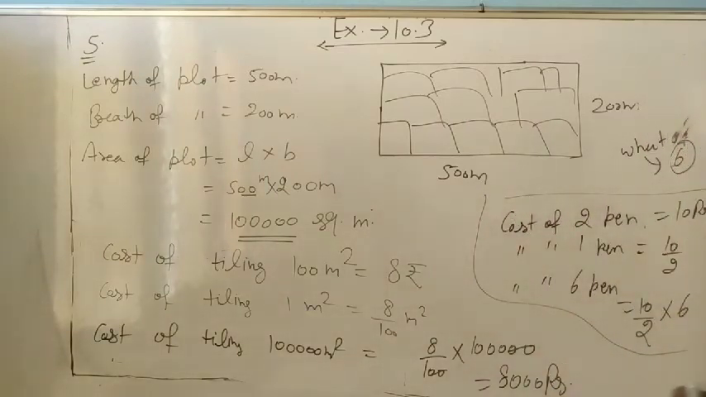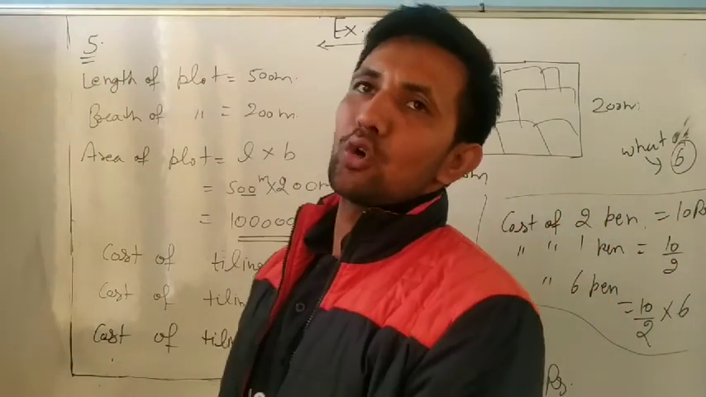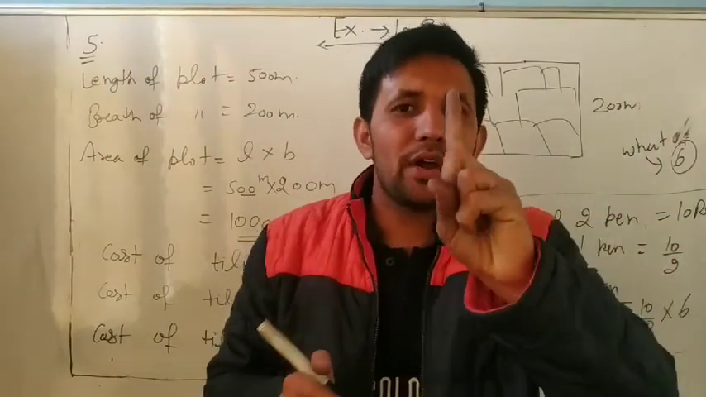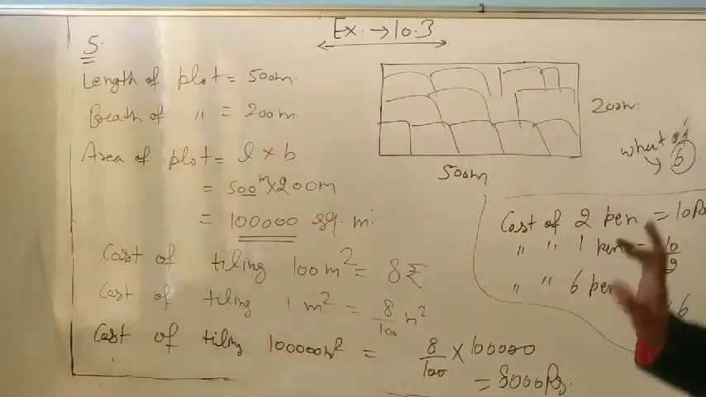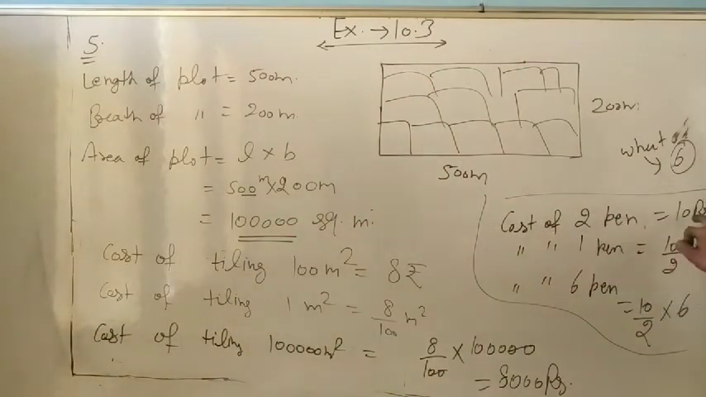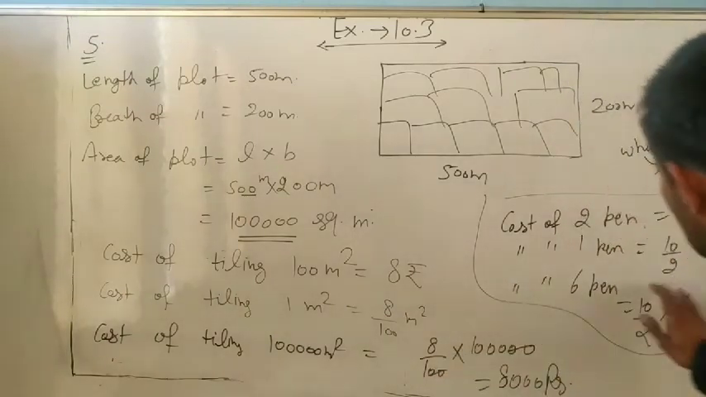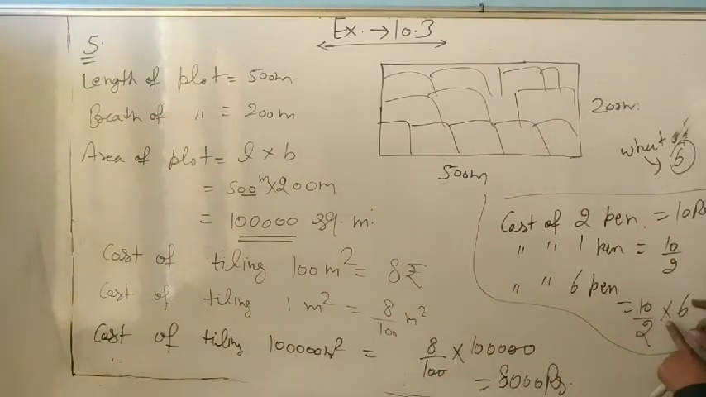Do you understand this example? Because beta, suppose I ask you what is cost of 6 pen. You will say, sir, what is cost of 1 pen? First we have to find value of 1 pen. So suppose in the question it is given cost of 2 pen 10 rupees. So cost of 1 pen is 10 divided by 2, and cost of 6 pen is cost of 1 pen multiply 6. Cost of 1 pen, 10 by 2, multiply 6.